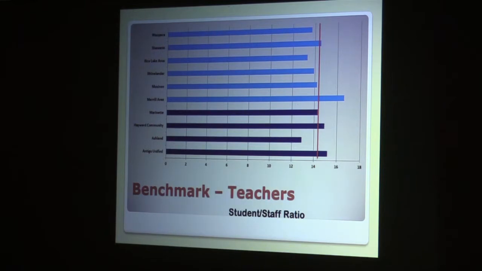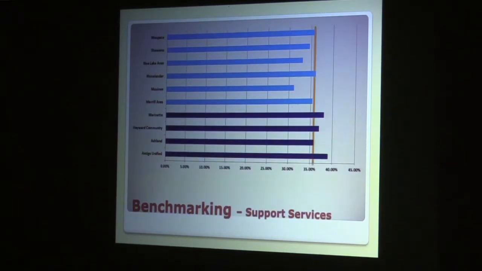areas. And this is one where I'm showing student-teacher ratio. If you look at that, out of this group, the average is 14.3 students for every teacher. Antigo is at 15.2. How does Merrill have it so high? Are their classes really that high? That's all from the charter schools getting dumped in there. So it's not a real problem. Correct.